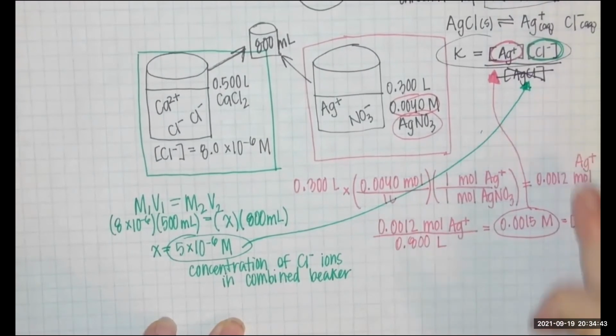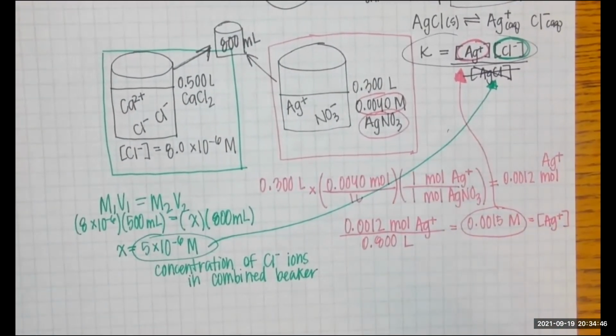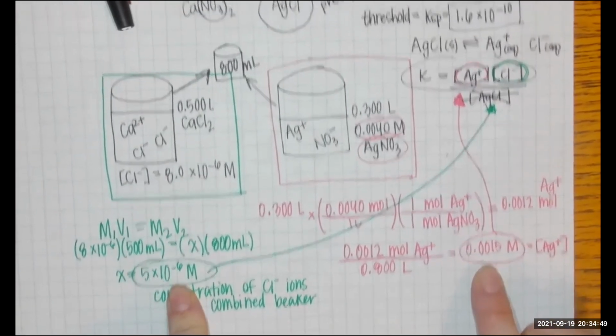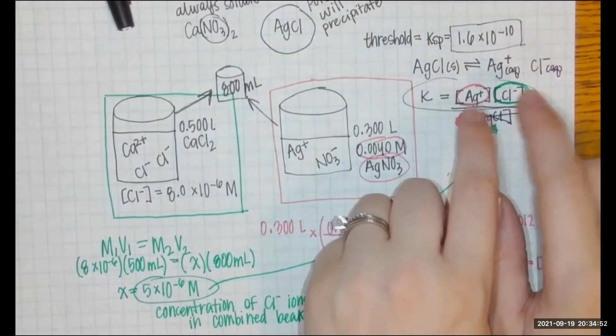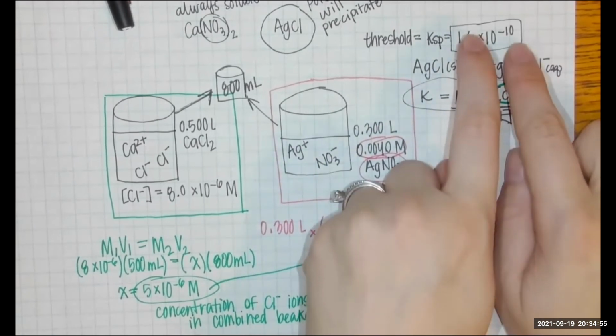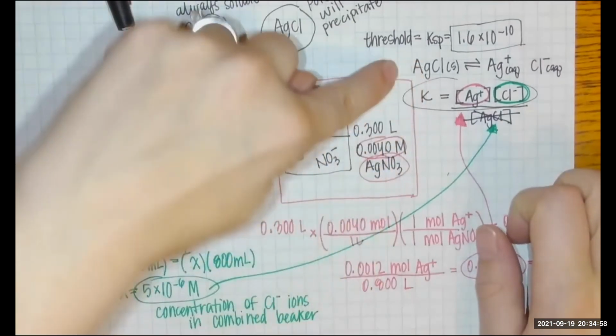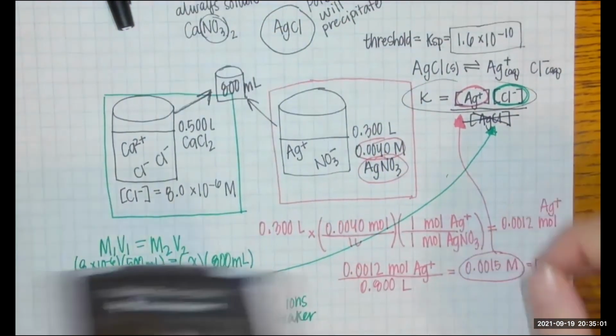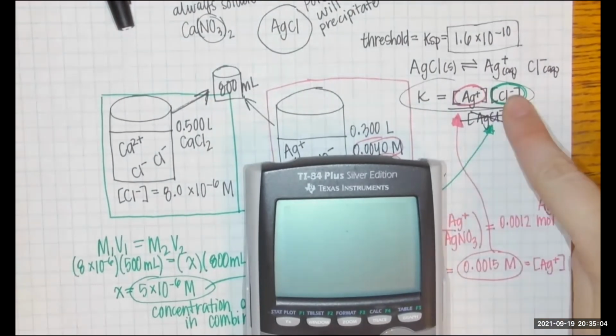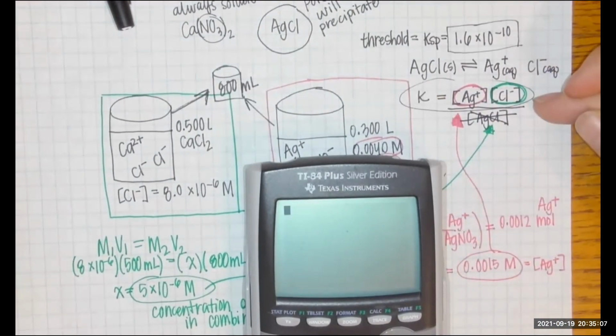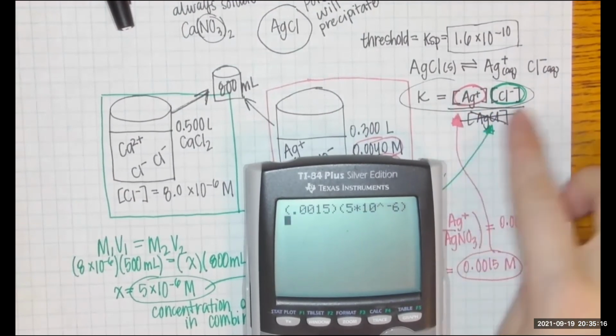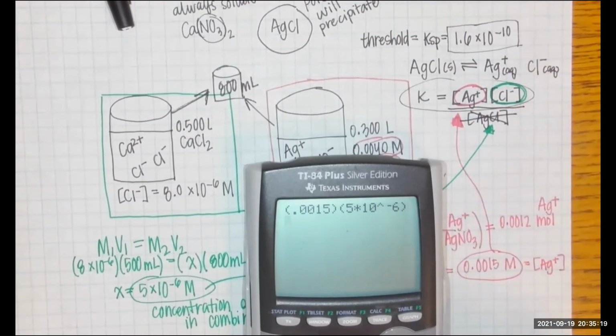So this is going up here. We have to decide with these numbers getting plugged into this expression, do we exceed the threshold? Will this precipitate? So let's plug it in. Ag times Cl. That was the expression that we got. Ag 0.0015, Cl 5 times 10 to the negative 6. There was no squared or anything. Moment of truth. Is this bigger than this?